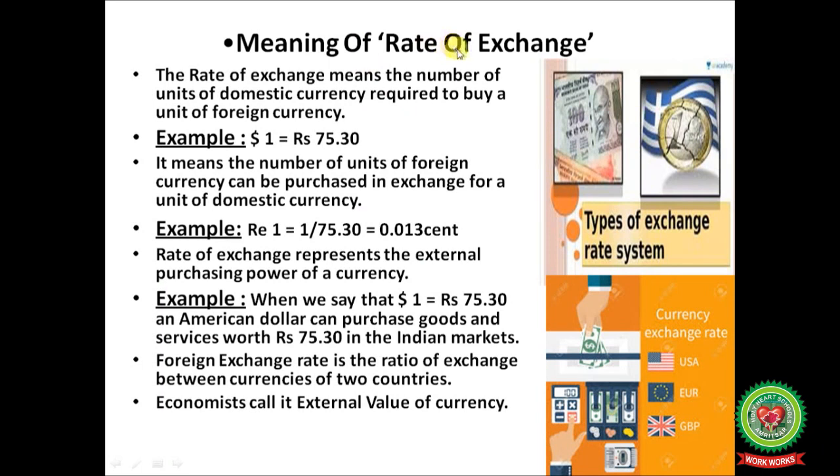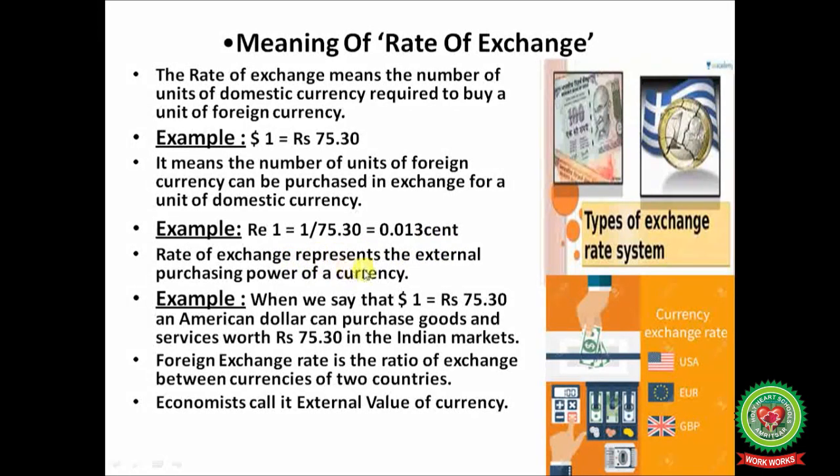First of all, the meaning of exchange rate. The rate of exchange means the number of units of domestic currency required to buy a unit of a foreign currency, like $1 equals rupees 75.30. It also means the number of units of foreign currency that can be purchased in exchange for a unit of domestic currency. In the same way, rupee 1 is equal to 1 divided by 75.30, which gives you 0.013 dollars.